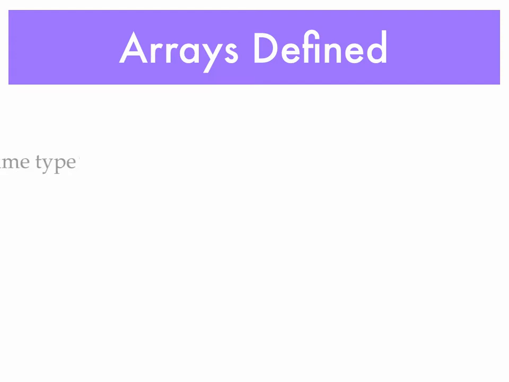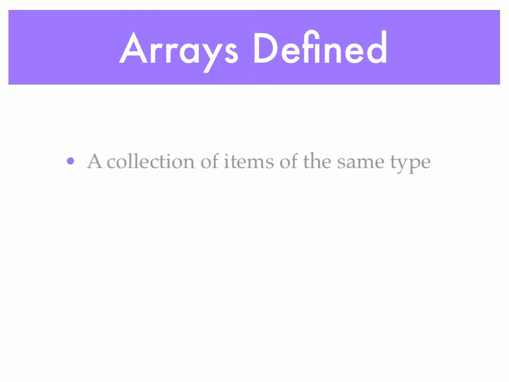Now, arrays are defined as collections of items of the same type. An array always holds things of the same type. That type might be one of the primitives, it might be instances of a class, but all of the items in an array have to be of the same type. Now, an array has a size, and that size is fixed at the time of the creation of the array. That size can't change, can't get bigger, can't get smaller.